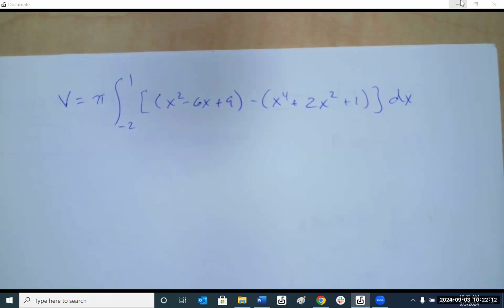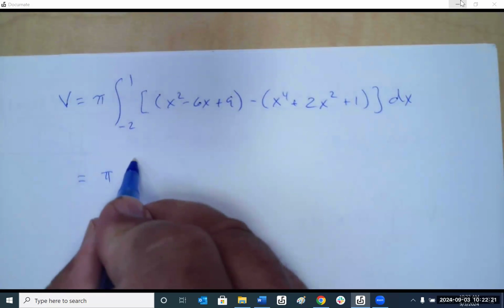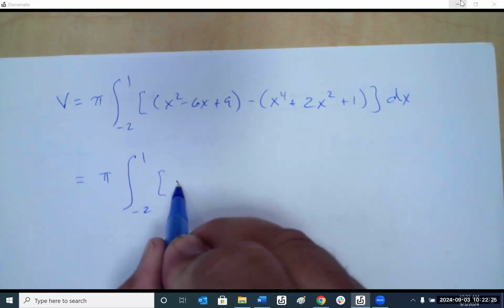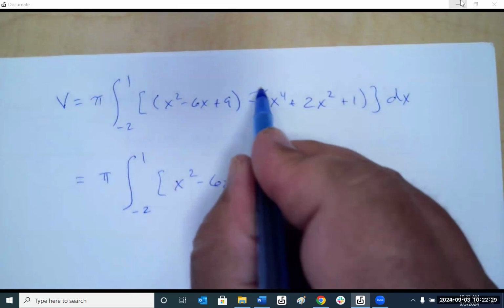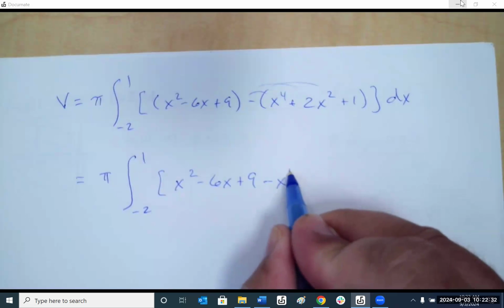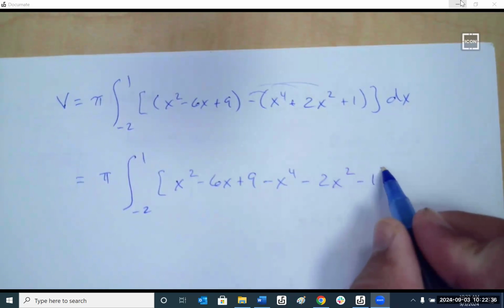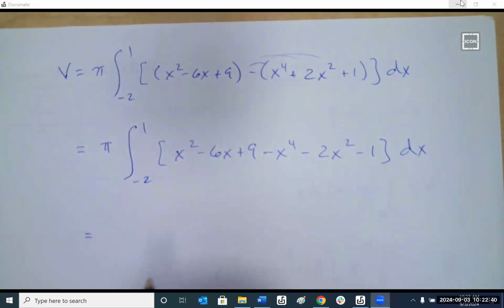So what do you do next? Get rid of the parentheses. Yeah, combine like terms, get rid of the parentheses. So just x squared minus 6x plus 9. Distribute that. So it's negative x to the 4th, negative 2x squared, negative 1. So I got rid of the parentheses, distribute that negative.